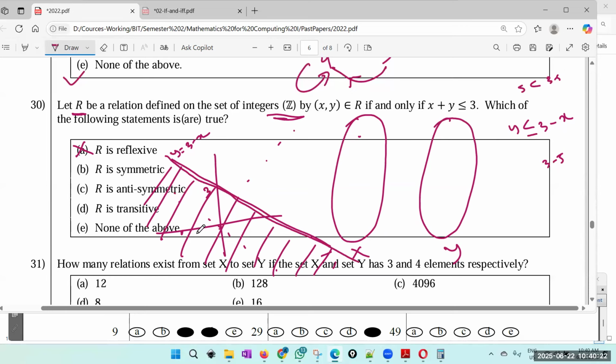Symmetric means whenever x maps to y, y maps to x. And this is for all integers. Integers means it goes from here to here, any value of x. So this is a tough one anyway.